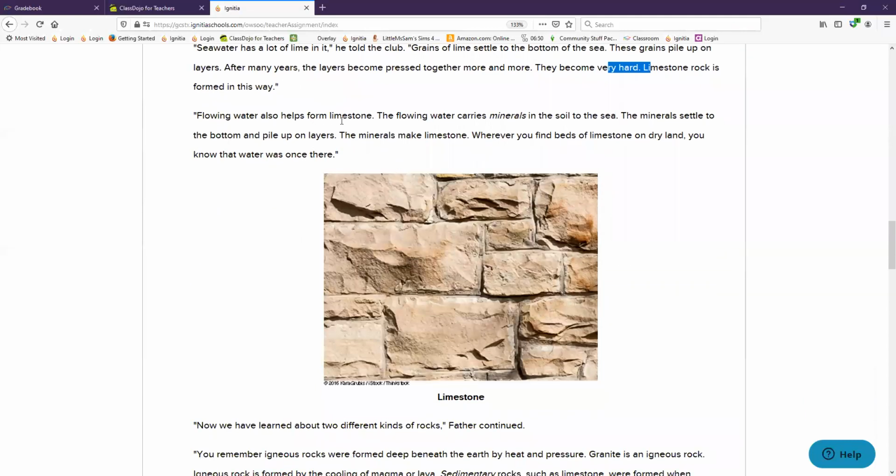Flowing water also helps form limestone. The flowing water carries minerals in the soil to the sea. The minerals settle to the bottom and pile up in layers. The minerals make limestone. Wherever you find beds of limestone on dry land, you know that water was once there.